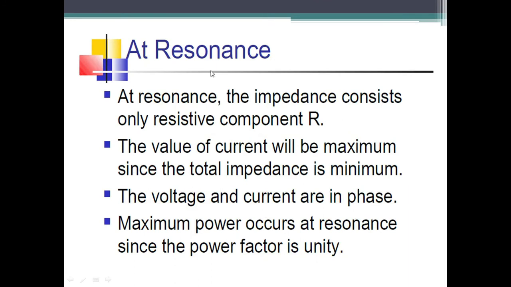Then at resonance, what happens? At resonance the impedance consists only of the resistive component R, and the value of the current is maximum. Hence the total impedance is minimum. Once the current is maximum, the total impedance is minimum, and the voltage and current are in phase. Then the maximum power occurs at resonance since the power factor is unity.